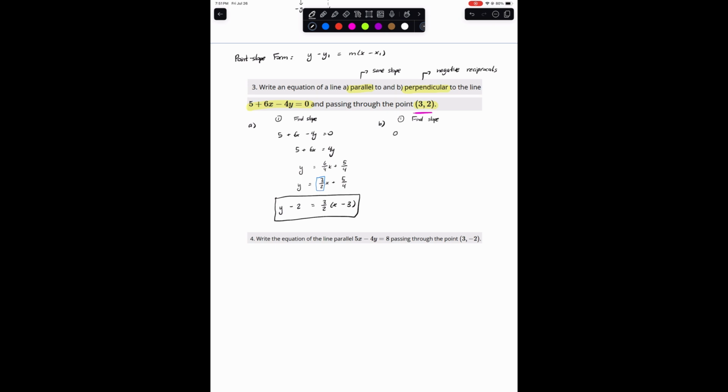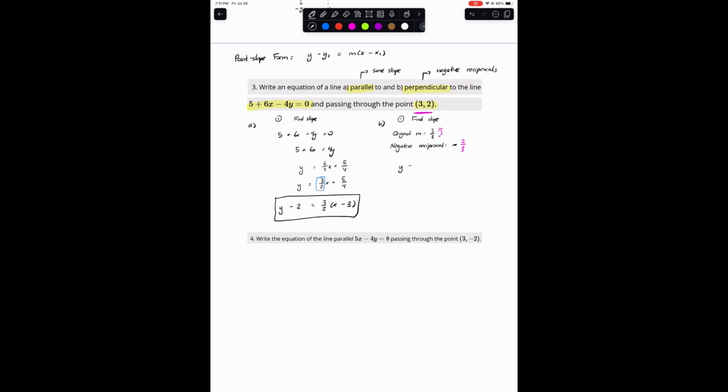So we know our original m is 3/2, right? So the negative reciprocal, we're going to flip the sign. So it comes from positive to negative, right? And then we want to flip the numerator and denominator around, and we get negative 2/3. Okay. And same thing, we'll plug it into our point slope form.